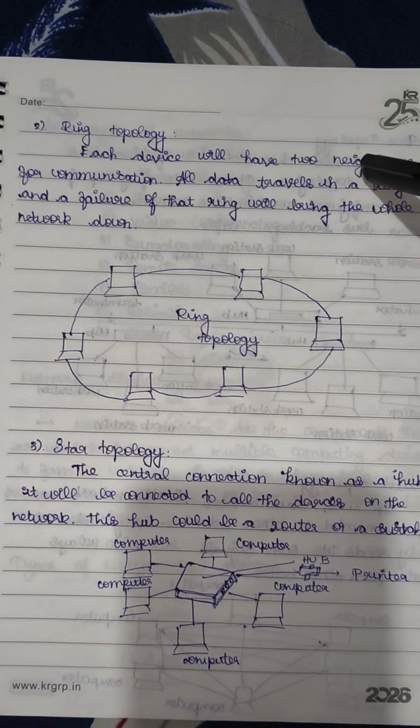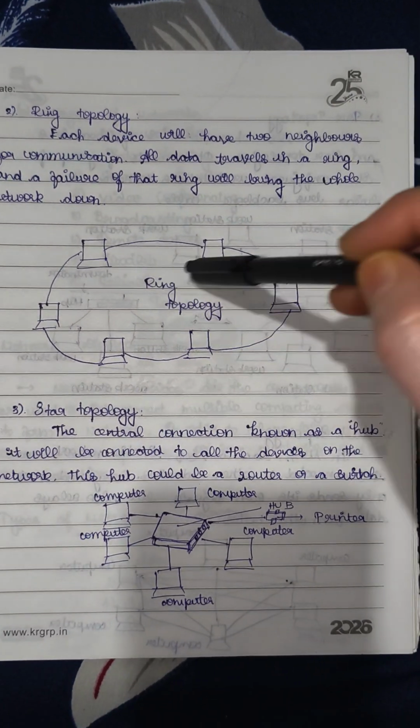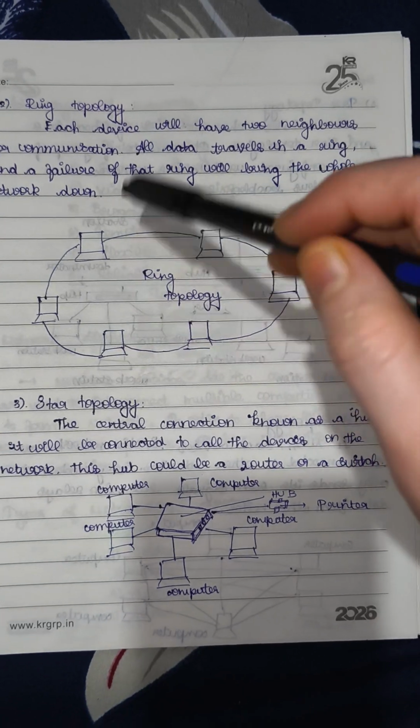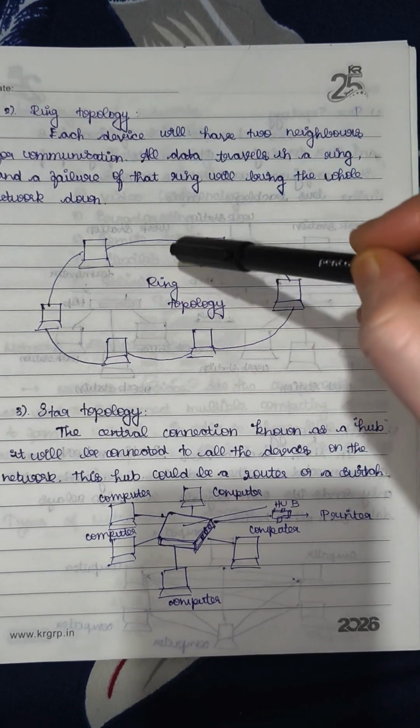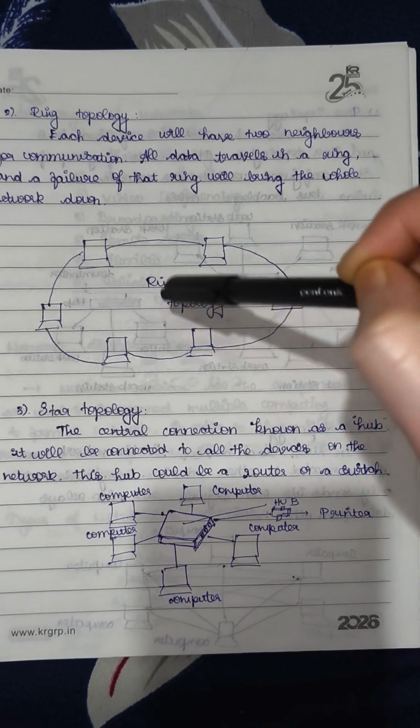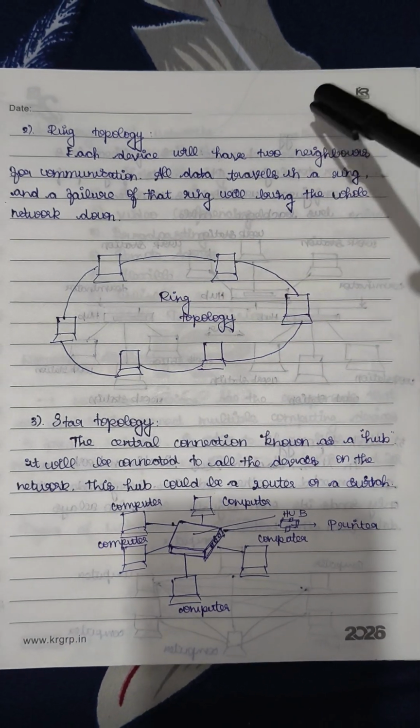And next comes the ring topology. Here the network is connected in a circular manner with the help of a ring. So in case of any failure in the ring or any node, the entire network goes down. That is the major disadvantage of ring topology.